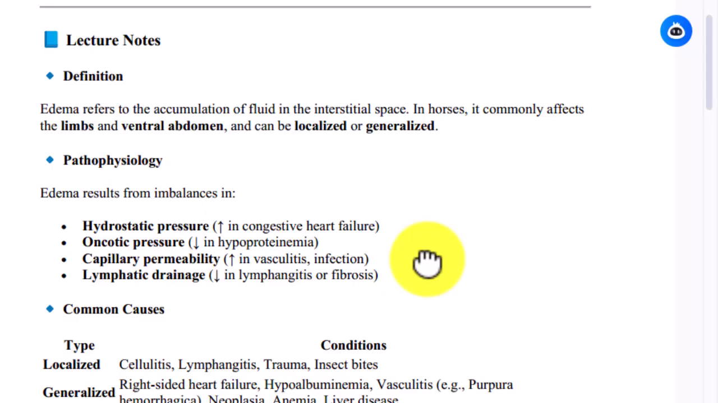And the ventral edema in horses. Edema by definition refers to the accumulation of fluid in interstitial space. In horses, it commonly affects the limbs and the ventral abdomen and can be localized or generalized.